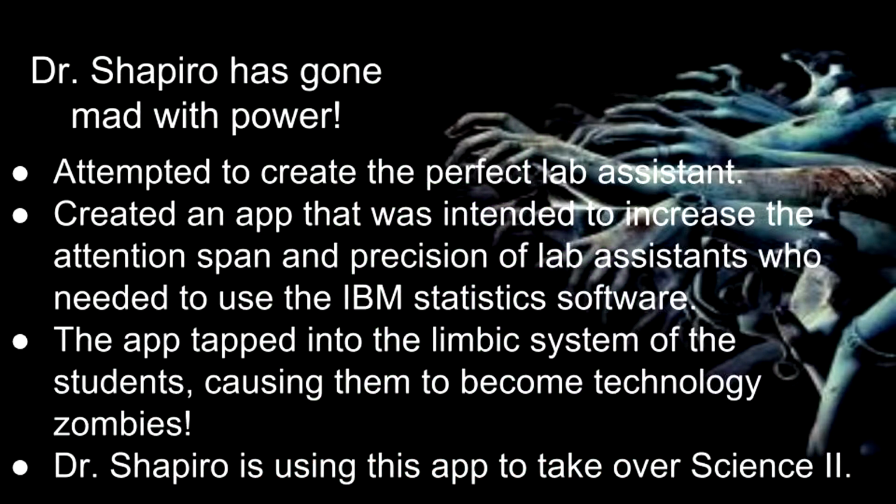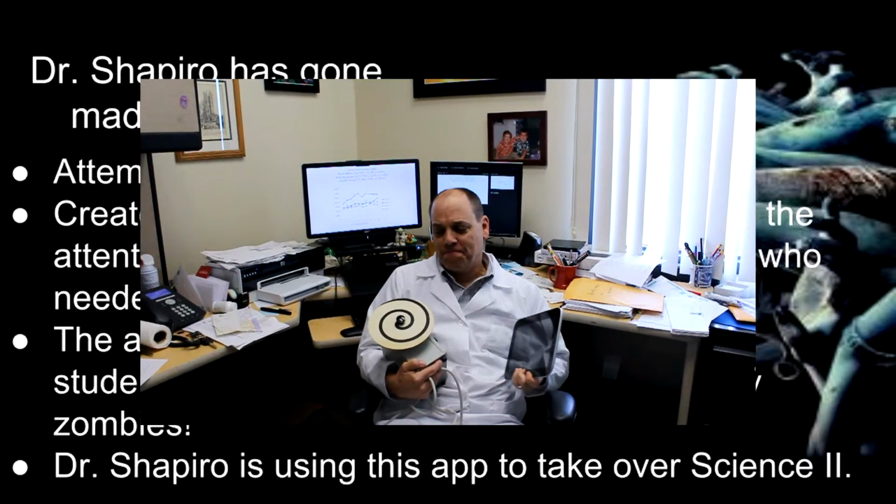Attention, zombie slayers. As you may have heard, Dr. Shapiro has gone mad with power. In his attempt to create the perfect lab assistant, he developed an app that tapped into the limbic system of students who use it. This app was supposed to make students have a better understanding of the mind-numbing IBM statistics software, but instead it turned them into technology zombies. Dr. Shapiro is using this app to take over science too.